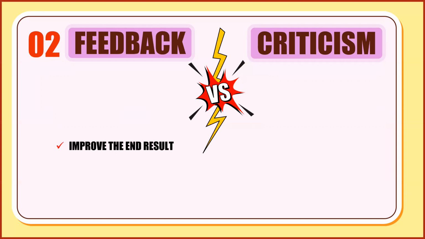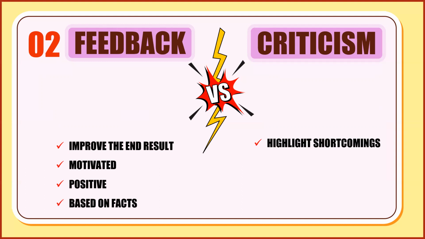So the end result should be improved, and that should be the purpose of feedback, so that you can keep the sender motivated in his work, and at the same time, you always have a positive note when you're giving the feedback. Feedback is based on facts, whereas criticism is to highlight the shortcomings of the person. If you have to highlight the shortcomings, we need not give it at regular intervals. We can give it once in a year.